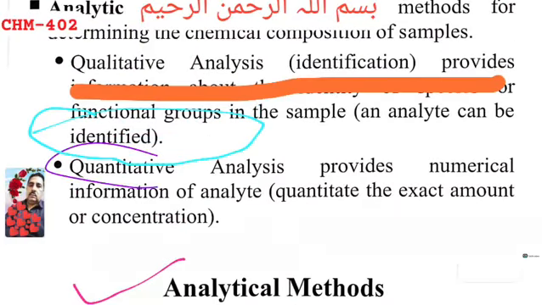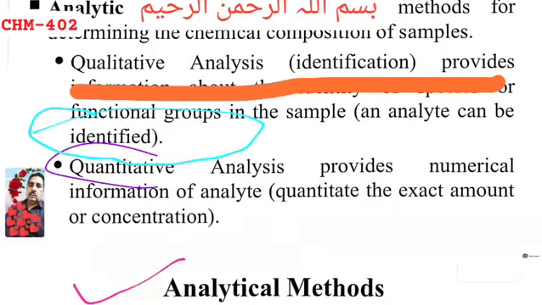According to this classification, we classify analytical chemistry into qualitative and quantitative analysis. That is done by the methods, which are of two types: number 1 is the classical method and number 2 is the instrumental method.